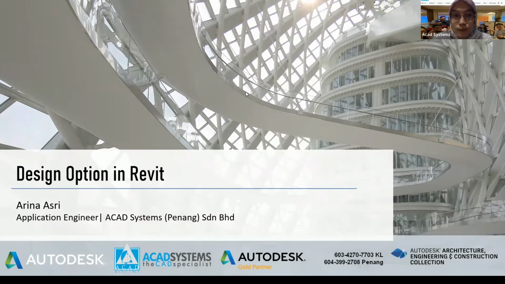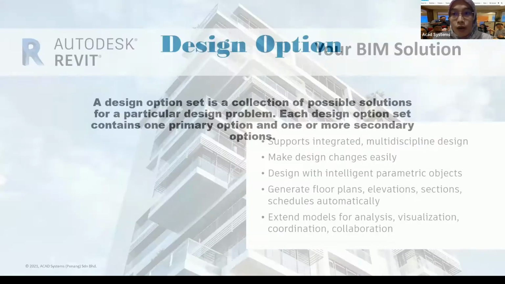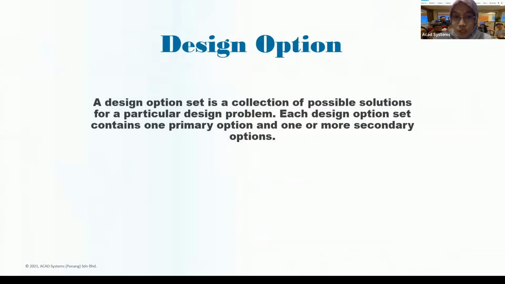The topic that we're going to learn for today's lesson is the design option in Revit. So what is a design option? A design option set is a collection of possible solutions for a particular design problem. Each design option set contains one primary option and one or more secondary options.